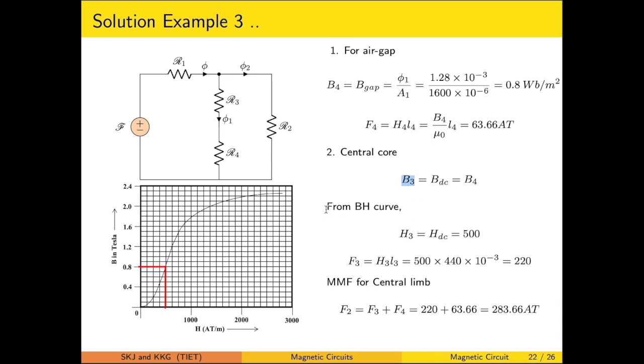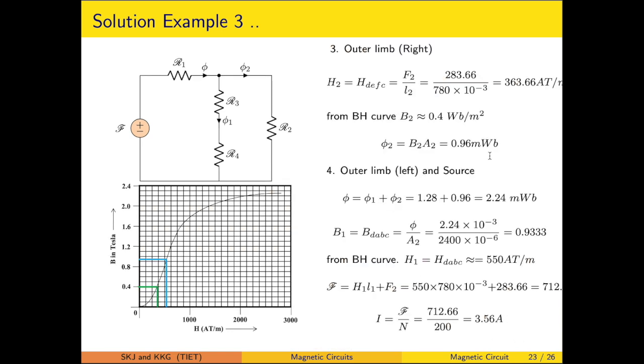Now, making use of the BH curve, we have obtained the H from the BH curve because B is known. Let's say this particular B is 0.8. Correspondingly we have found that H value is coming out to be 500. Once H is known, we multiply it by the mean core length to get the MMF associated with that core segment. So total MMF for the central limb, consisting of core length and the air gap, is coming out to be 283.66 ampere turn.